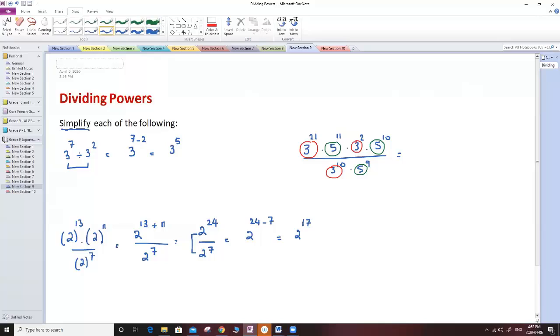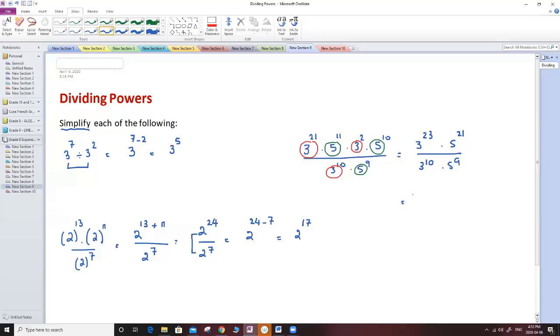The 3 first, as a base of 3, I'm going to add 21 plus 2. That means it's going to be 23. Then I'm going to deal now with base 5. It's 11 and 10. That means 5 to the power 11 plus 10 equal 21. Divide by, I'm going to leave the 3 to the power of 10 and the 5 to the power of 9. And now I'm going to deal with the division.